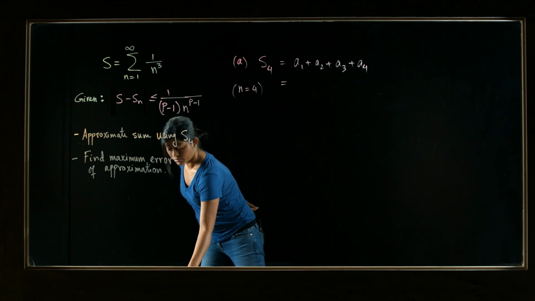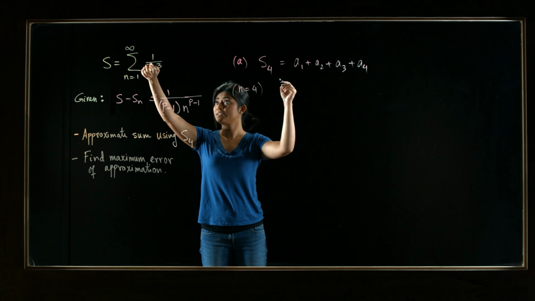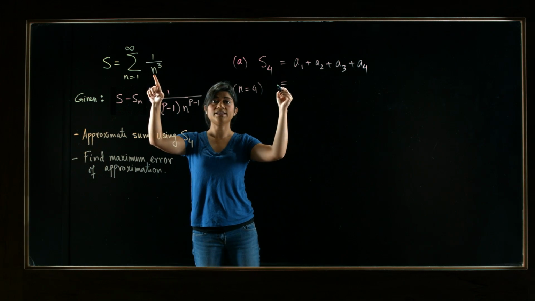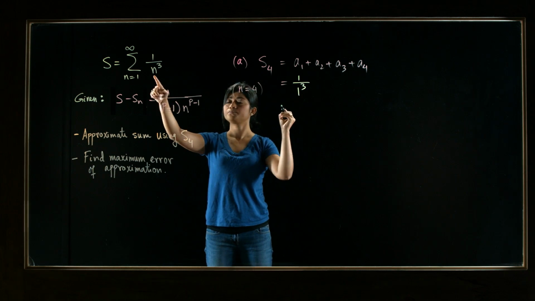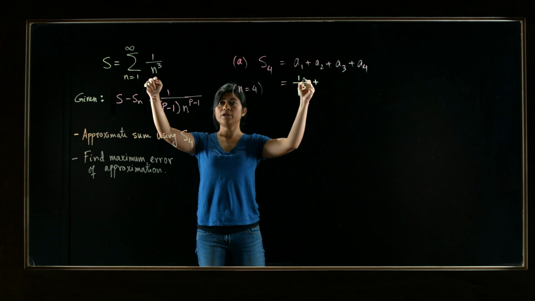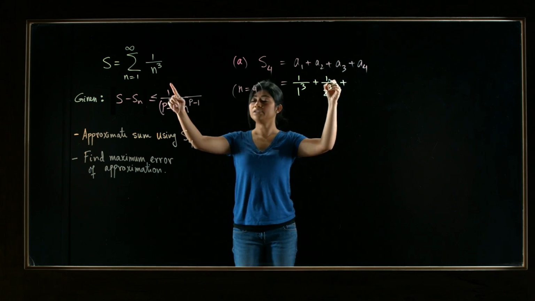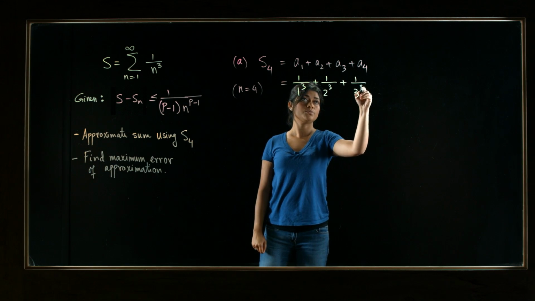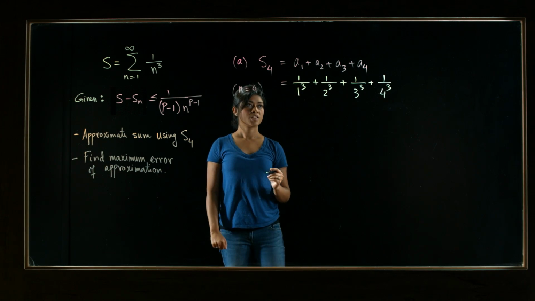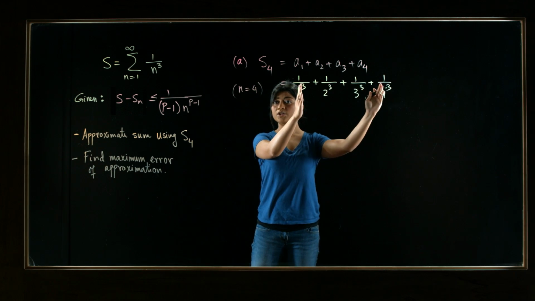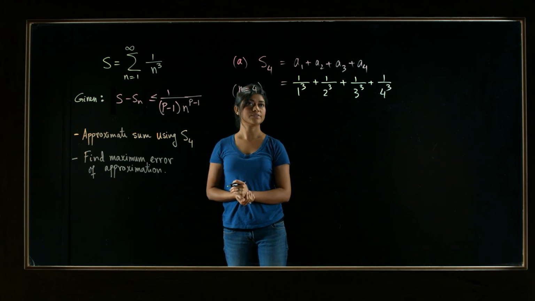Now, what is A1? Look at the expression inside this summation and plug in n equals 1. So A1 is 1 over 1 cubed. Then A2, plug in n equals 2. So 1 over 2 cubed. A3 is 1 over 3 cubed. And then A4, 1 over 4 cubed. So the sum of these first 4 terms will give us the fourth partial sum for this series.